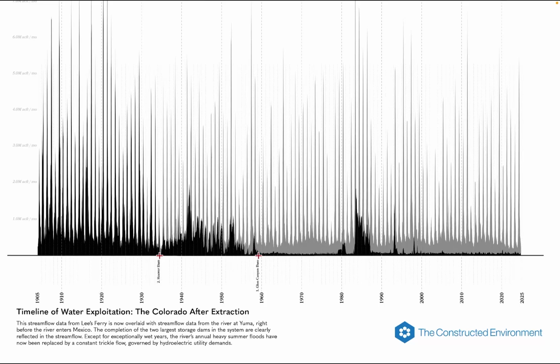This streamflow data from Lee's Ferry is now overlaid with streamflow data from the river at Yuma, which is a point right before the river enters Mexico. The completion of the 2 largest storage dams within the system can be clearly seen in the streamflow. Except for exceptionally wet years, the river's annual heavy summer floods have now been replaced by a constant trickle, governed now by hydroelectric utility demands.